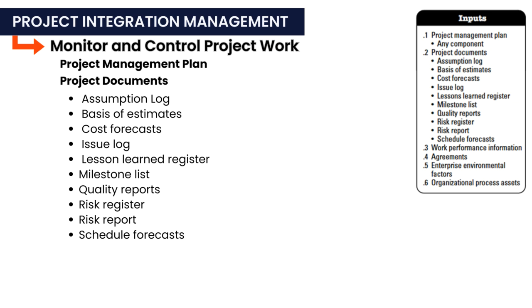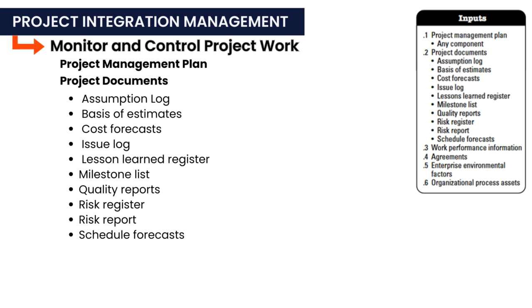Lessons learned register. The lessons learned register contains insights on effective responses to variances and records corrective and preventive actions for future reference. Milestone list. The milestone list outlines the planned dates for achieving key milestones and helps monitor whether these milestones have been met. Quality reports. Quality reports detail quality management issues, recommend improvements for processes, projects, and products, suggest corrective actions such as rework, defect repair, or inspection, and summarize findings from the quality control process.